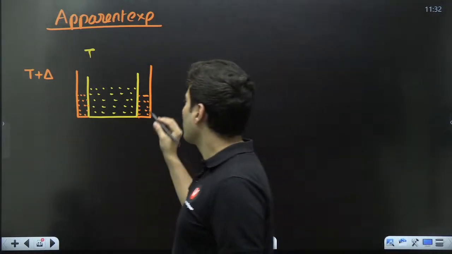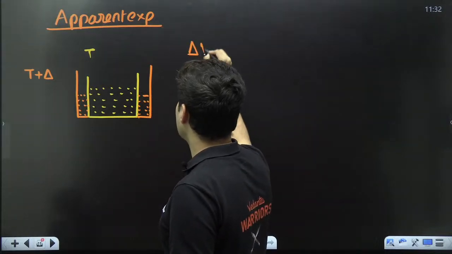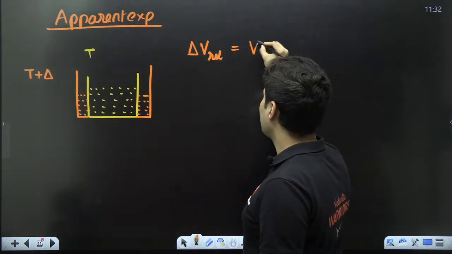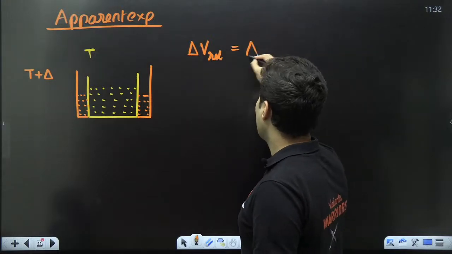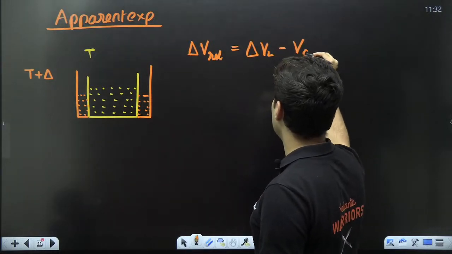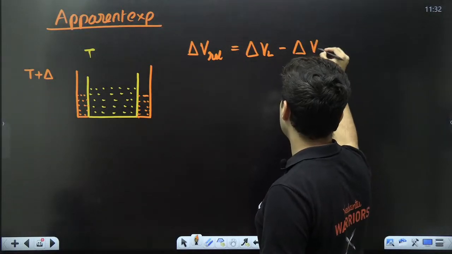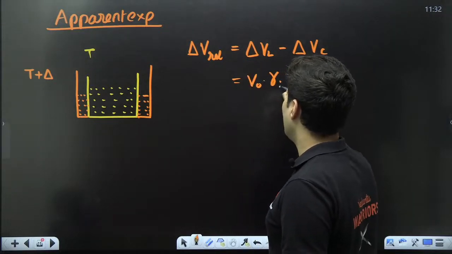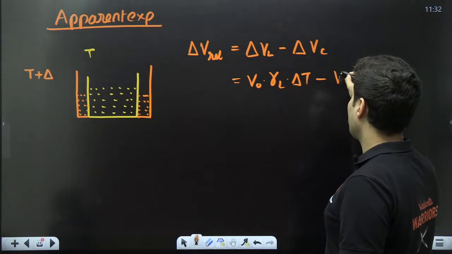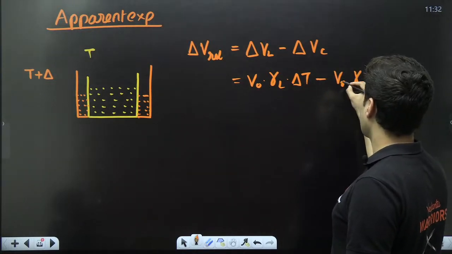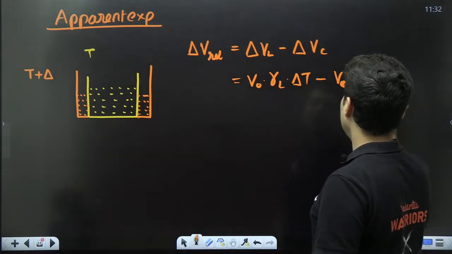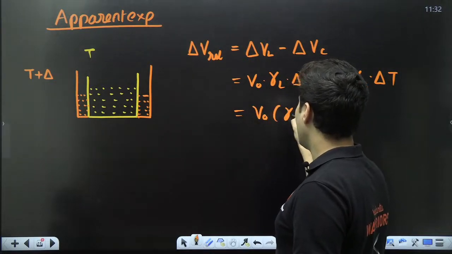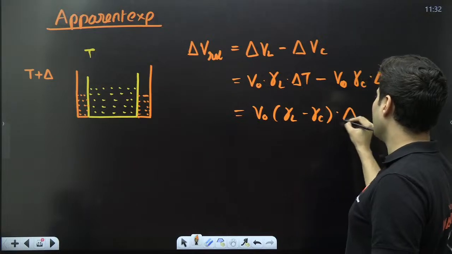Because the container expanded, it took in some expansion of the liquid. So here what you check is the relative expansion. This total relative expansion is nothing but the expansion of the liquid minus the expansion of the container. So this is V naught into gamma L into delta T minus V naught into gamma C into delta T. V naught is common, gamma is inside. So V naught into gamma L minus gamma C, the whole thing into delta T.